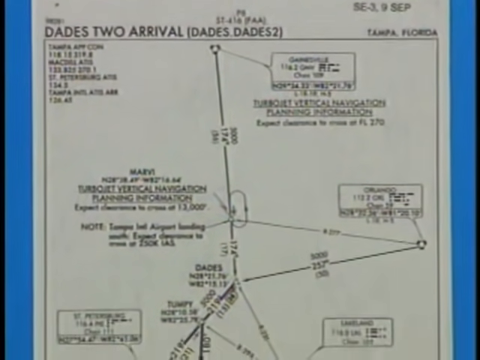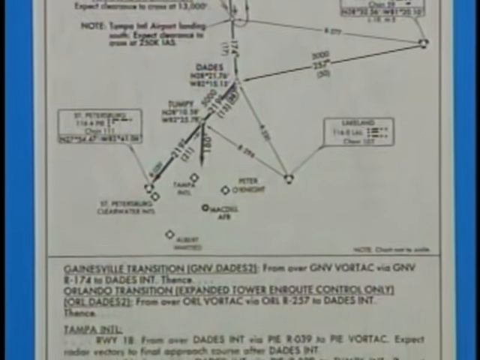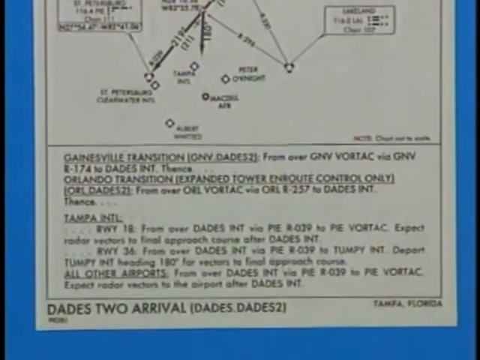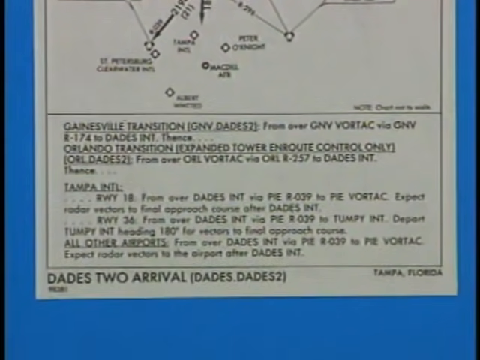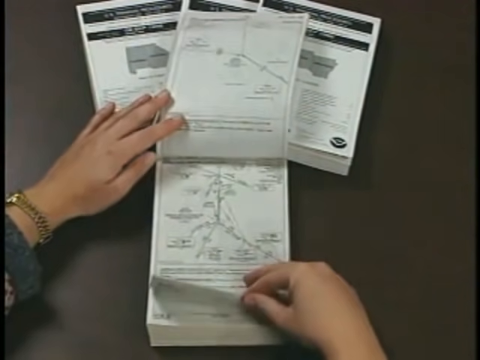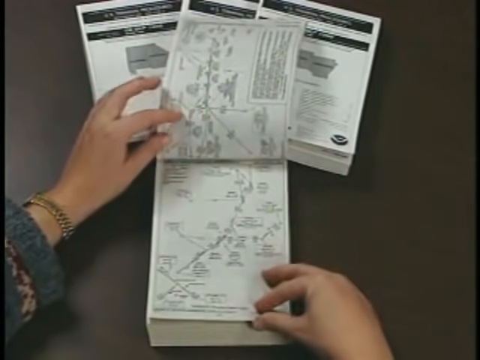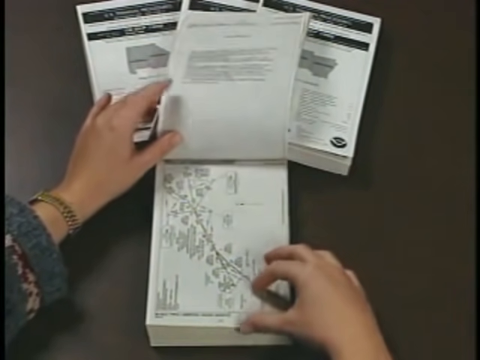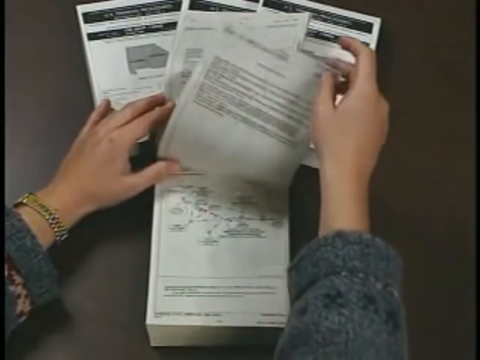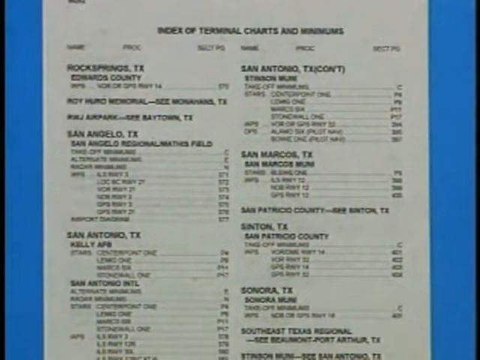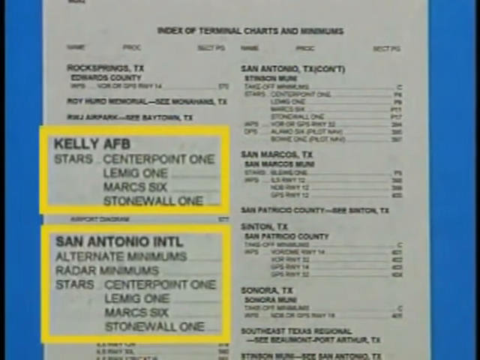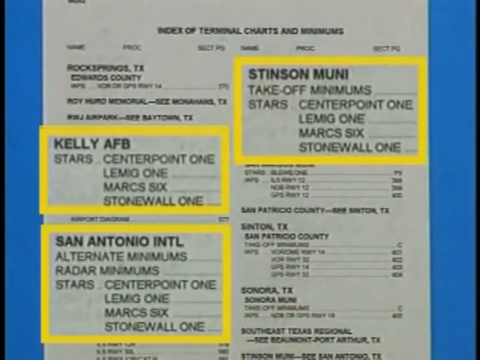STARs normally contain both a graphic depiction of the procedure that follows normal conventions for terminal charts and a textual description of all transitions, plus the arrival route. STARs are published in the corresponding terminal procedures booklet, but unlike DPs, they are filed alphabetically by procedure name near the front of each booklet. You can use the index for determining what STARs are available for a particular city or airport.